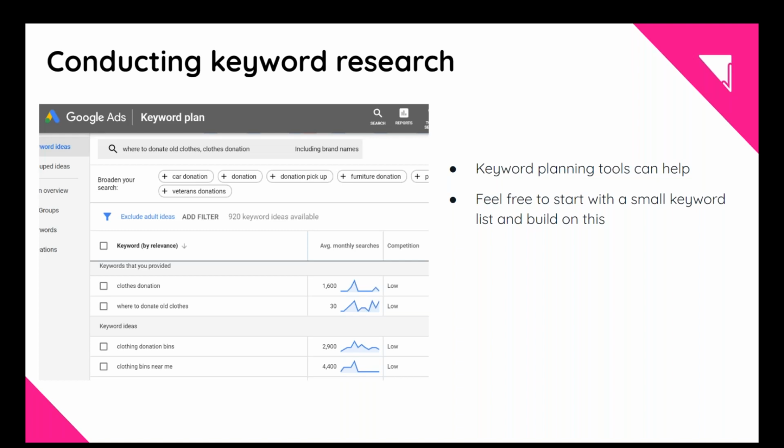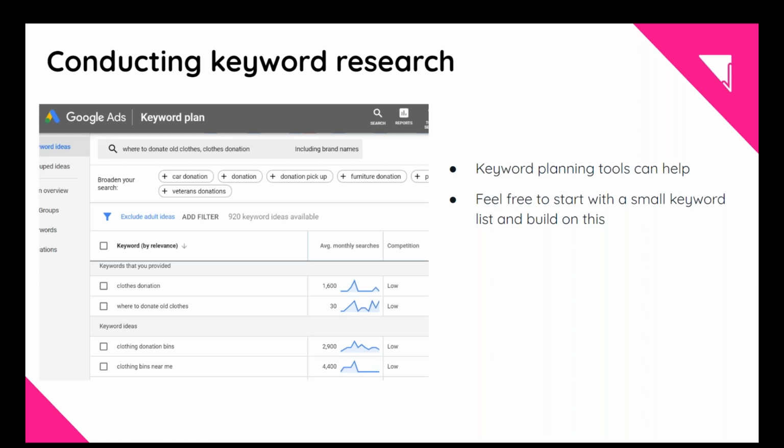Actually, the closely related term clothes donation has a whopping 1,600, and keywords mentioned in clothes bins are even higher. As we can probably judge that the intent is fairly similar across those keywords, it's a good idea to include all of them to ensure that you're showing ads to as many people as possible who are searching around that theme of clothing donation.